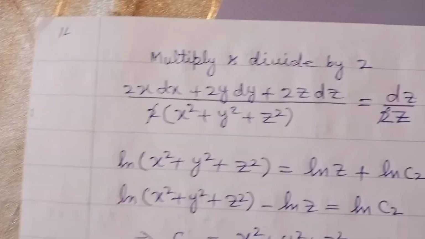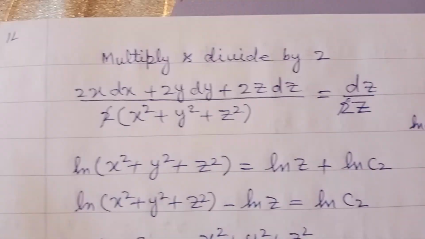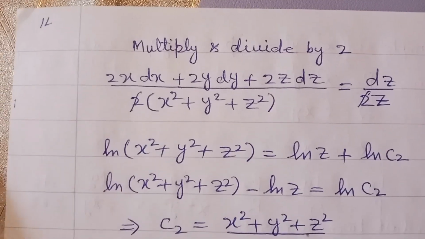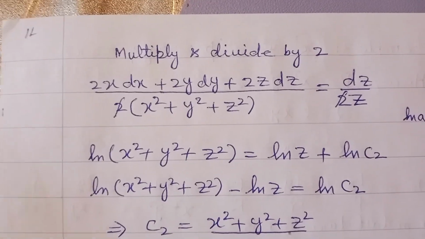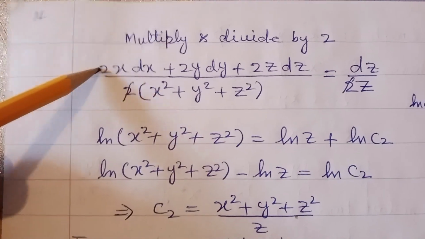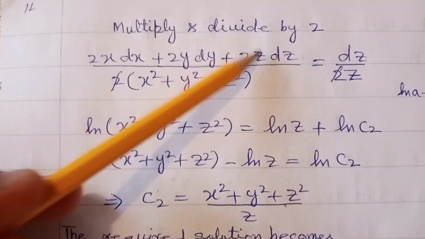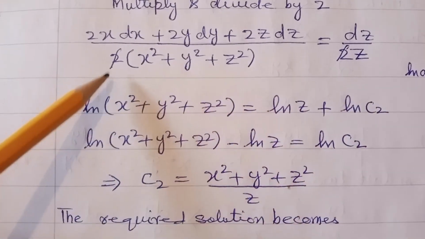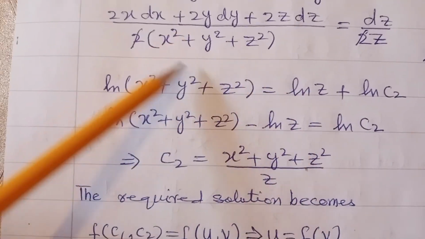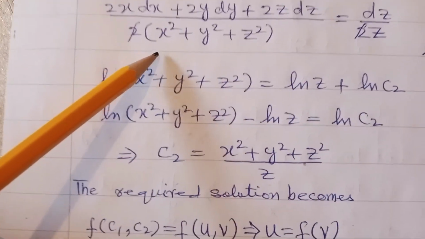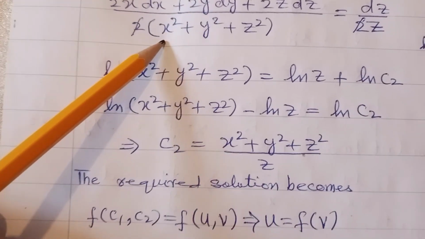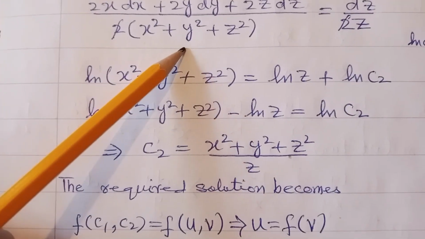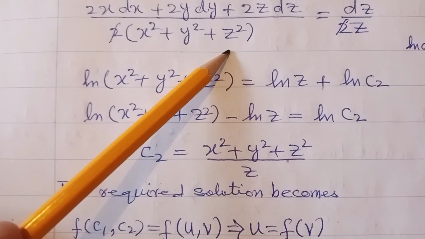Now we have a derivative. After the cancellation, this 2 will also be cancelled out when we multiply and divide by 2, and in the numerator we can write it as 2x dx, 2y dy, 2z dz, over 2 times (x square plus y square plus z square). This 2 will be cancelled out. Now we have the complete derivative of x square plus y square plus z square, and you know that the derivative of x square is 2x dx, the derivative of y square is 2y dy, and the derivative of z square is 2z dz.